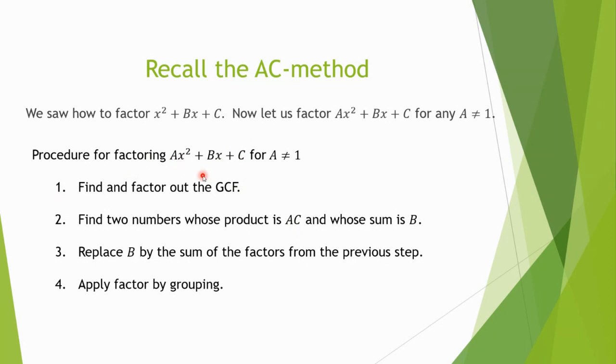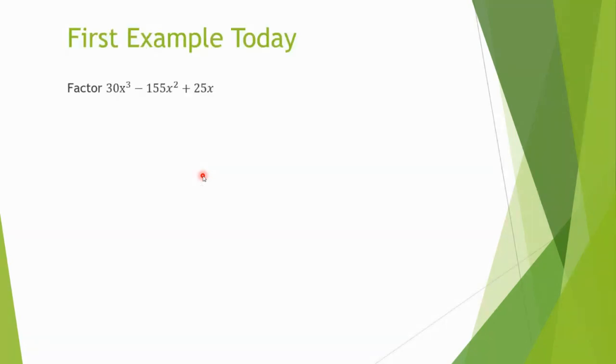So I figured today it'd be good to do more examples, and that's what I'm going to do. Okay, so here's the first example we're doing today. Now, notice right away, we have 3 terms. However, the degree of this thing is 3. That is, the highest power of x is 3, x cubed. So at first it looks like we can't use that AC method, but let's factor out the GCF and see if that helps. Let's find the GCF of this polynomial and factor it out.